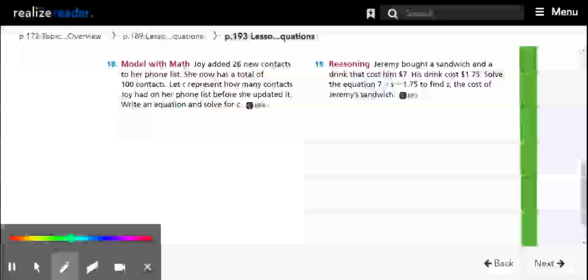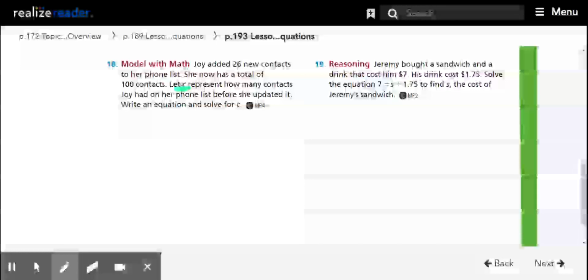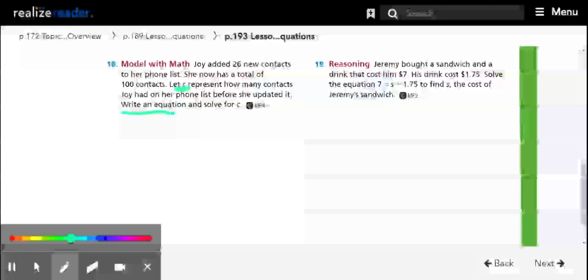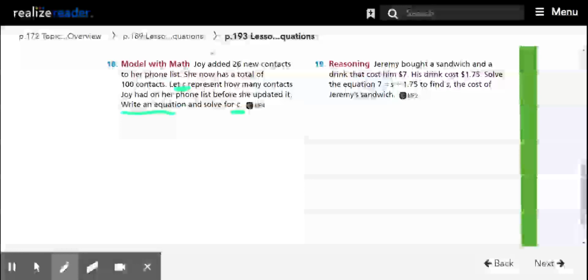Okay, guys, so looking at question 18, we're going to do the same process here. Let's read it first. Joy added 26 new contacts to her phone list. She now has a total of 100 contacts. Let C represent how many contacts Joy had on her phone list before she updated it. They want us to, again, write an equation trying to solve for C. C is our unknown. Again, C are the contacts before she updated her phone. So we don't know how many she started with. We do know that she added 26 new contacts. So again, adding would be our operation here. We're adding 26 new contacts, and now she has a total of 100. Has is referring to what she has a total of, so that's kind of our equal sign. That's what our total is.